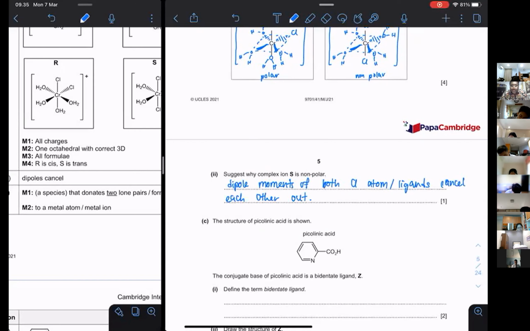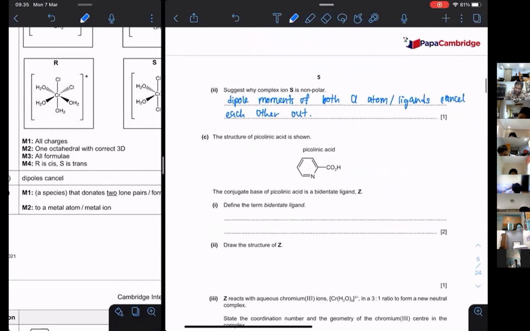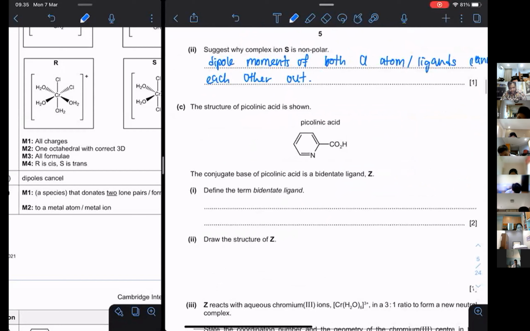Now, the next part: the structure of picolinic acid is shown. So they have given you the structure, and the conjugate base of picolinic acid is a bidentate ligand. So they say it's a bidentate ligand, and it's going to be the conjugate base. So define the term bidentate ligand.